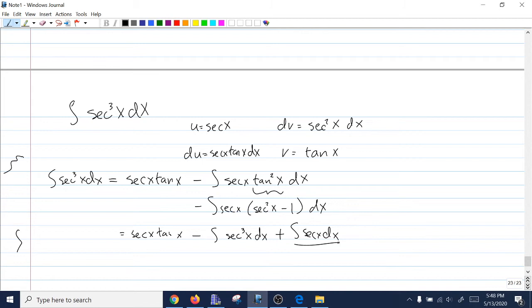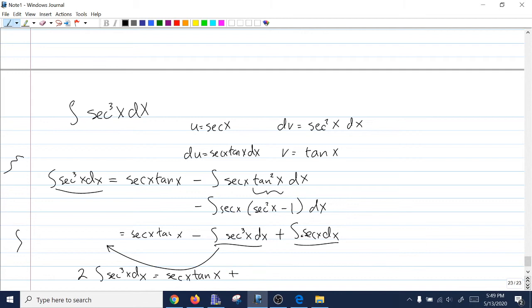It was a pain, but it was doable. This, bad news, is the original integral, but good news, it's not just integral equals itself. This is the good version where I have the original integral, I can move that to the other side, and it's not part of the problem anymore. So 2 integral secant cubed x equals secant x tangent x plus integral of secant x.